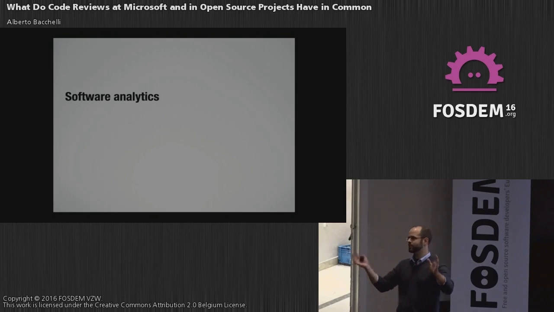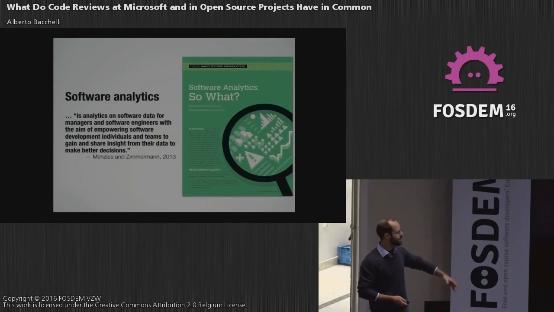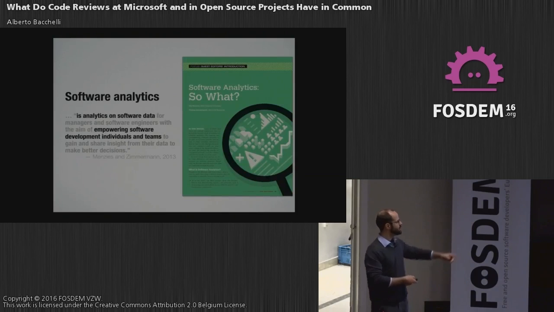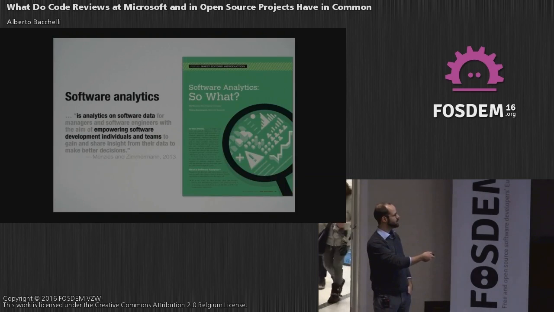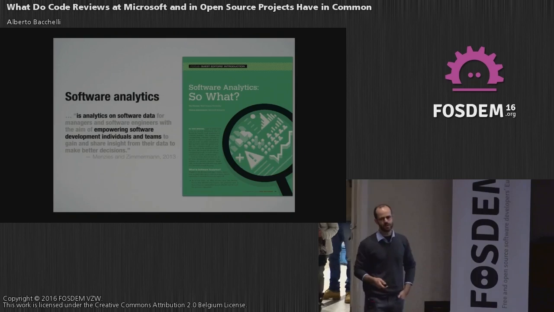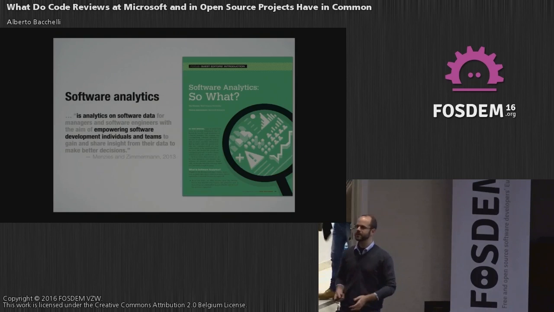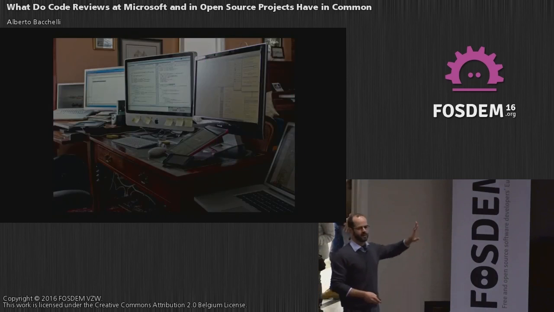The idea is that there is a lot of data that you can collect from different sources and you can analyze this data to get interesting results. Software analytics is basically the same thing, but applied to software engineering data. As a couple of researchers put it, software analytics is analytics on software data, empowering software development individuals and teams. Let's make this a bit more clear.